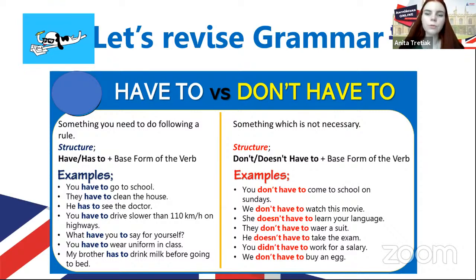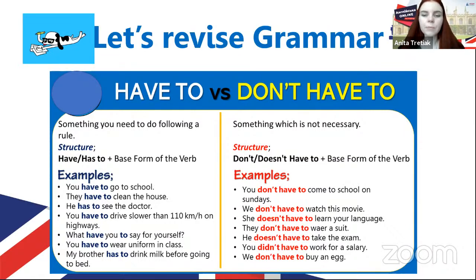Then let's move on to don't have to. Let's say when we use this, the structure, and look through some of the examples. First of all, we use don't have to talk about something which is not necessary. What does it mean, not necessary? It means that if you don't do this, nothing changes. Nothing bad will happen. The world will not collapse. You will not lose anything and so on. It's just like the thing that you may do, but it's not so bad if you don't do this.